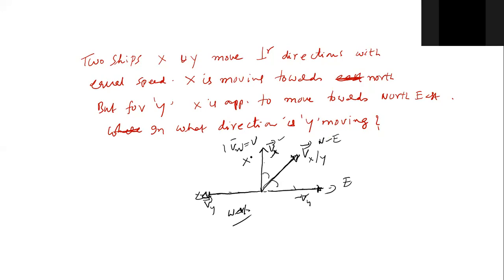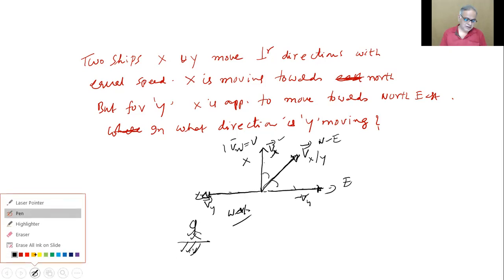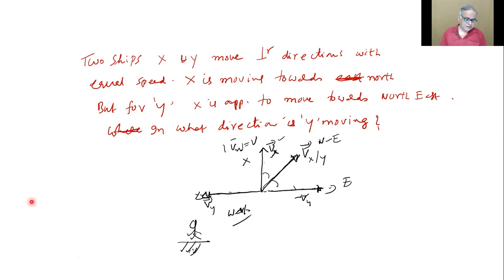What do you mean by that? A person standing here on the ground says X is moving this way, Y is moving this way. But Y says X is moving that way. This fellow says X is going north, Y is going west. But Y himself says that X is going this way. This is what you mean by the relative velocity. A very, very simple question I mentioned.